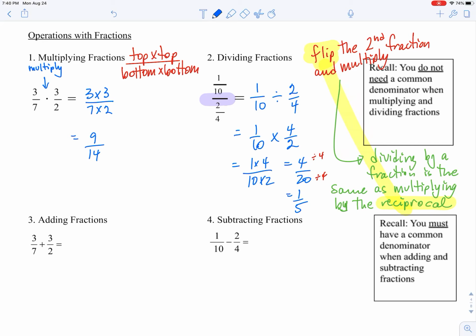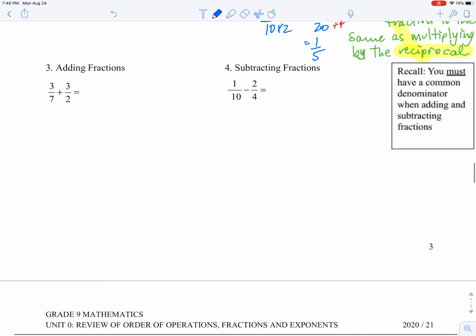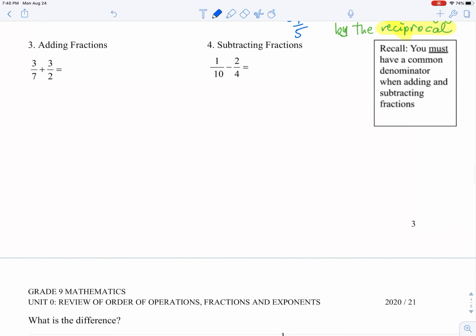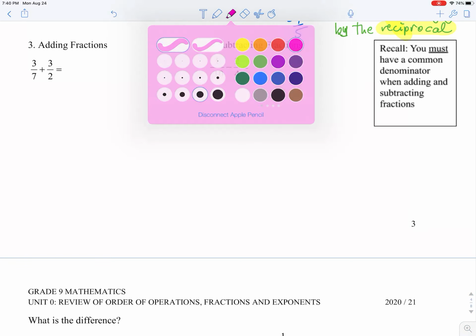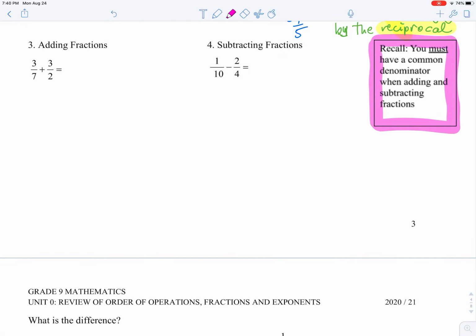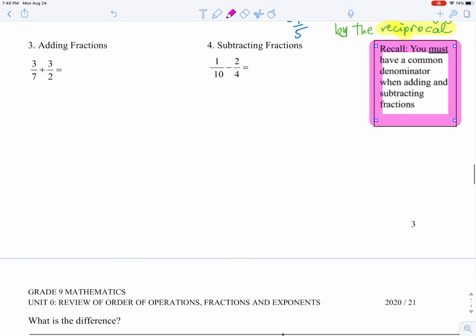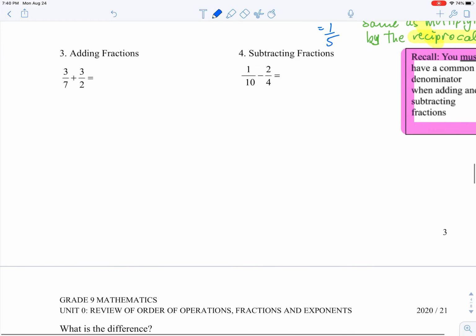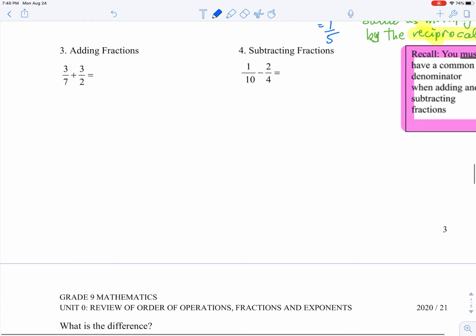All right, question 3, adding and subtracting. And there's this little box over here. This box is really important. So you must have a common denominator. If we're adding or subtracting, we must have a common denominator. So the common denominator, or the common denom, I used to call it. So the common denominator here equals, it's going to be 7 times 2, so it's going to be 14.